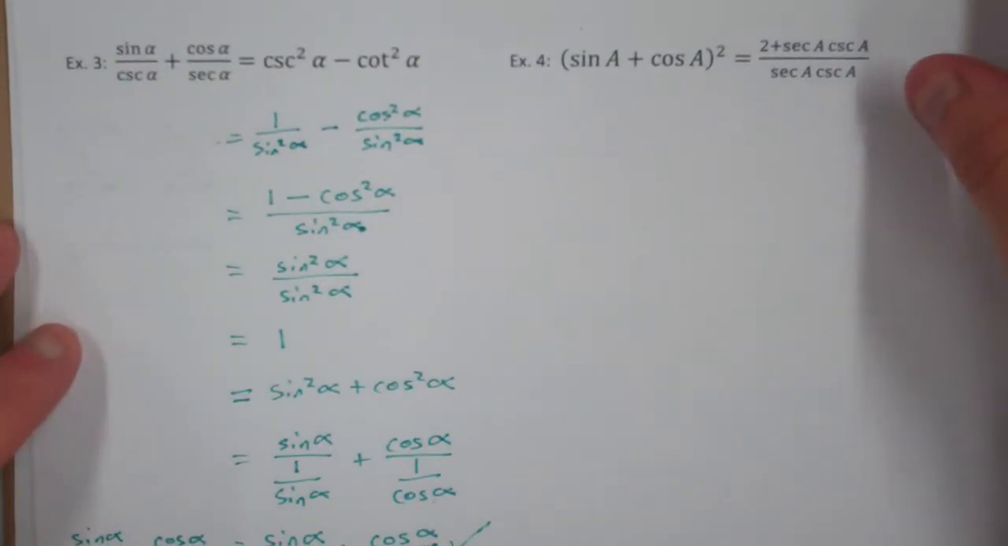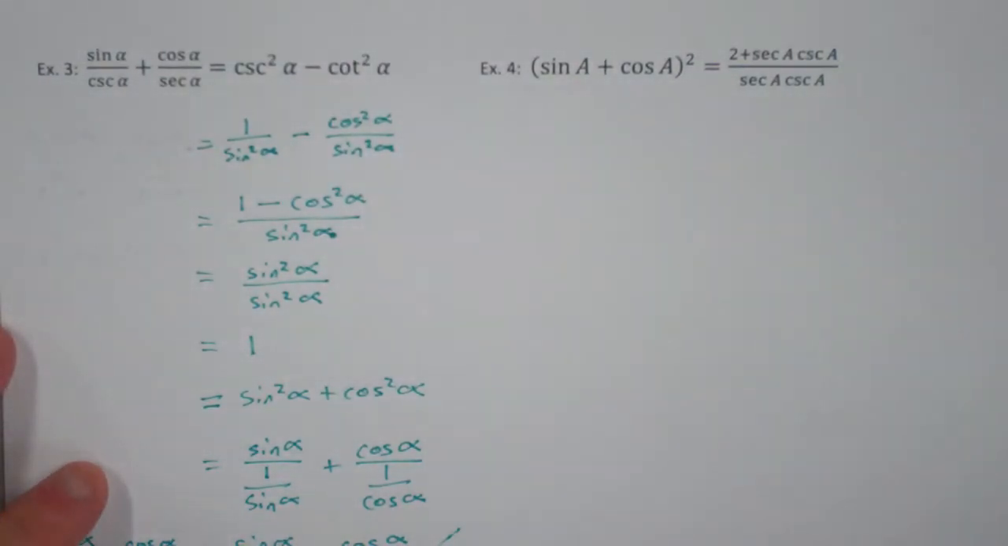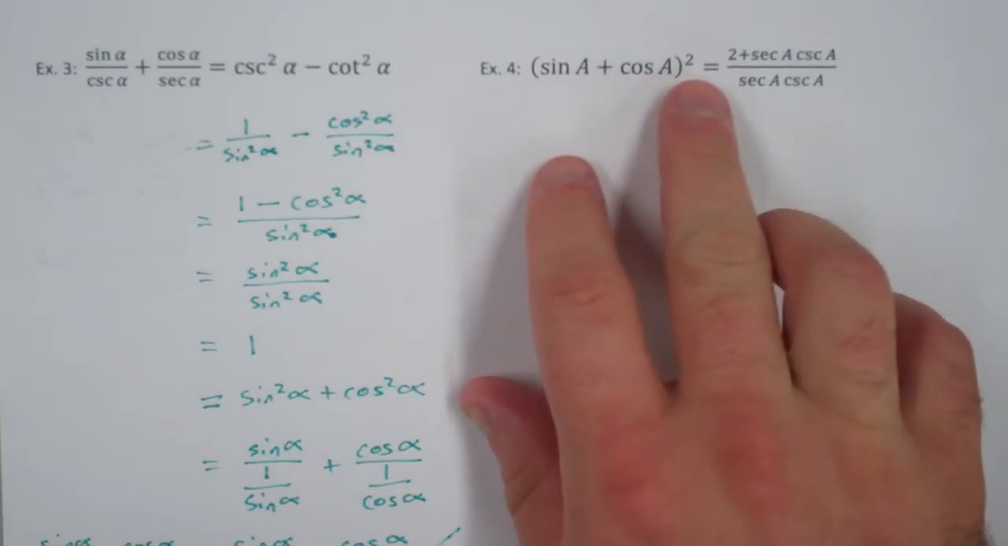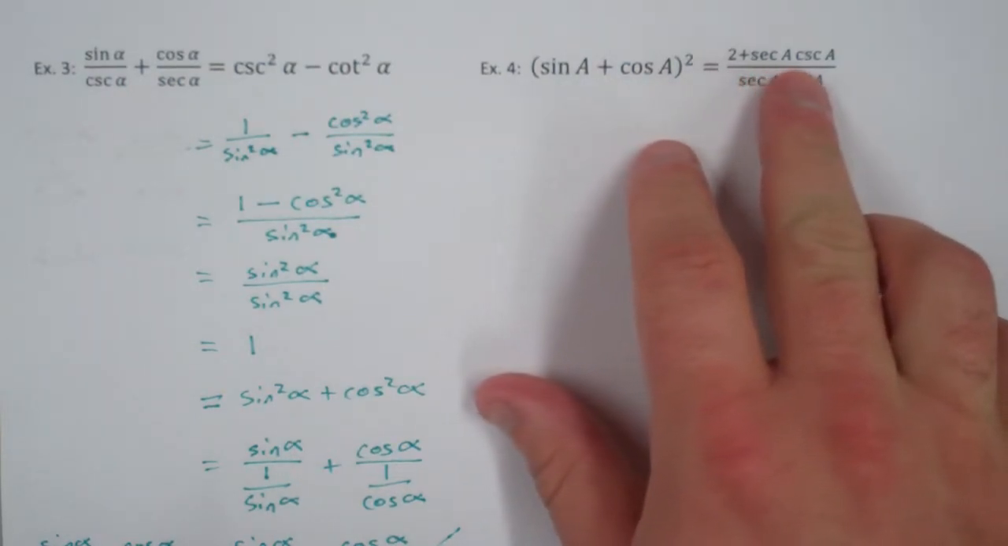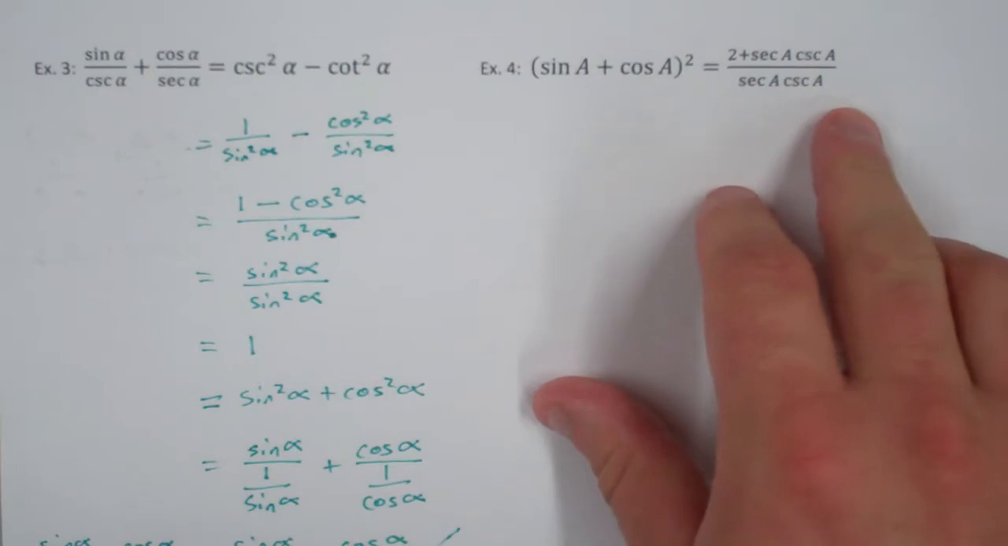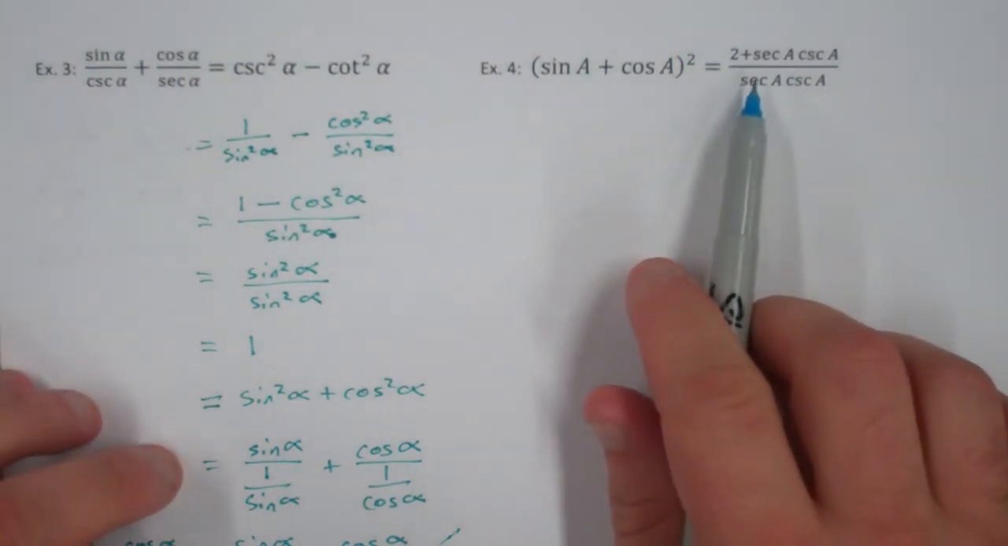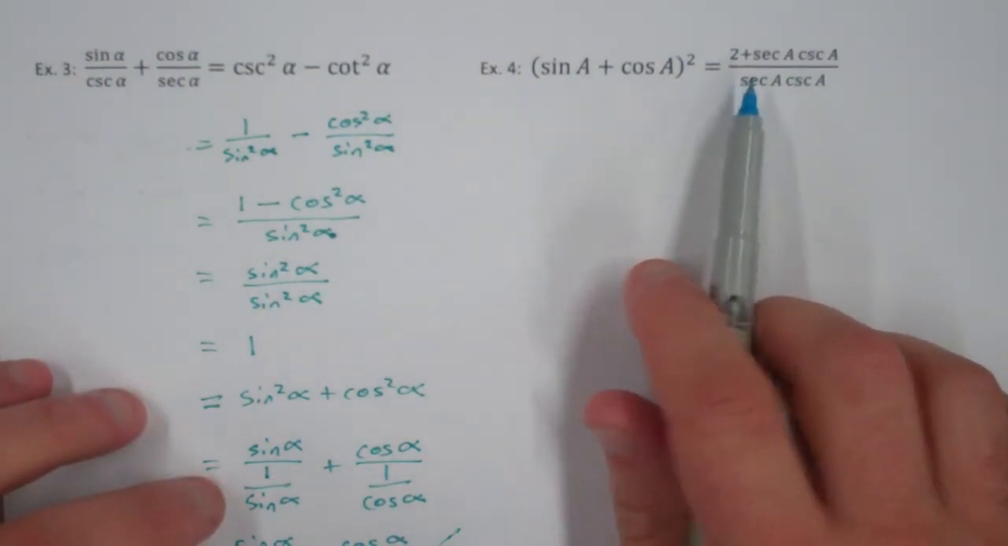For example 4, let me reset the viewing window here for you. So for example 4, we're going to work with this: (sine of alpha plus cosine of alpha) quantity squared is equal to (2 plus the secant times the cosecant) over the secant times the cosecant. To begin this one, I think this right-hand side is a little more complicated myself, but we'll see.